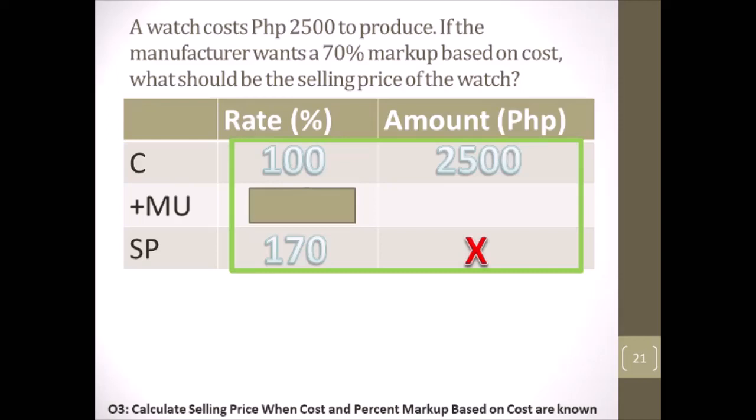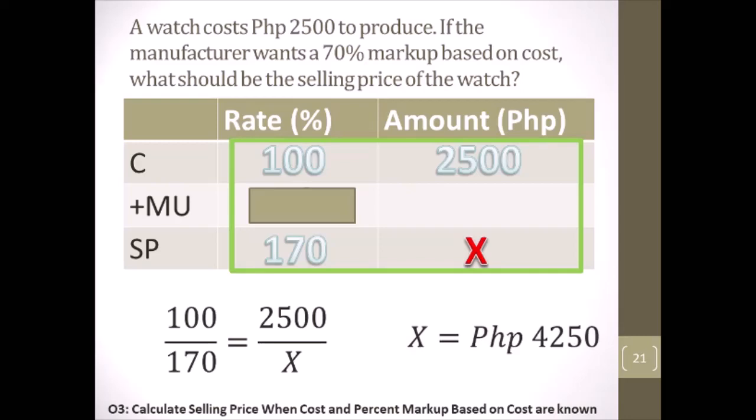So we have a proportion here. 100 over 170 is equal to 2,500 over X. Cross multiplication again. The selling price of the watch is 4,250. So again, you have to practice this objective, and this is the item for you.